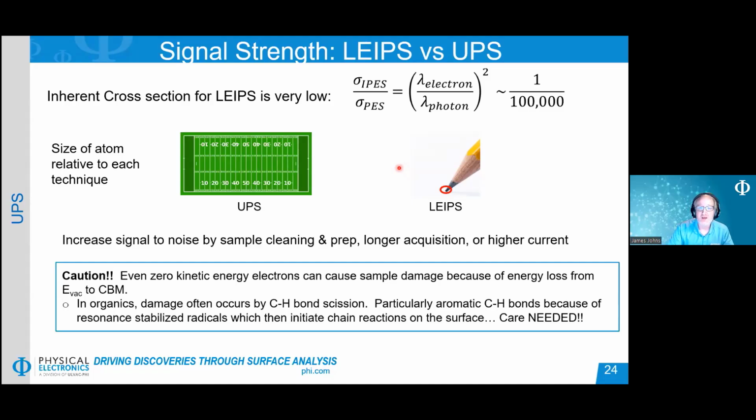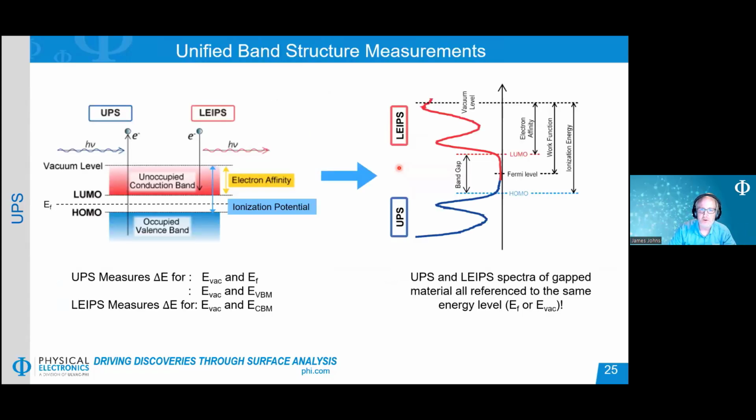Okay, but that said, we now have our UPS, our LIPS. We can measure the valence band with UPS, the conduction band with LIPS. Well, now we can put them together, right? We have a way of measuring each of these energies. Now we can relate that to the spectra. And importantly, what this gives us, because we're able to reference these to the same energy level, whether it's the Fermi level or the vacuum level, depending on what you're interested in, it tells us where these things fall.